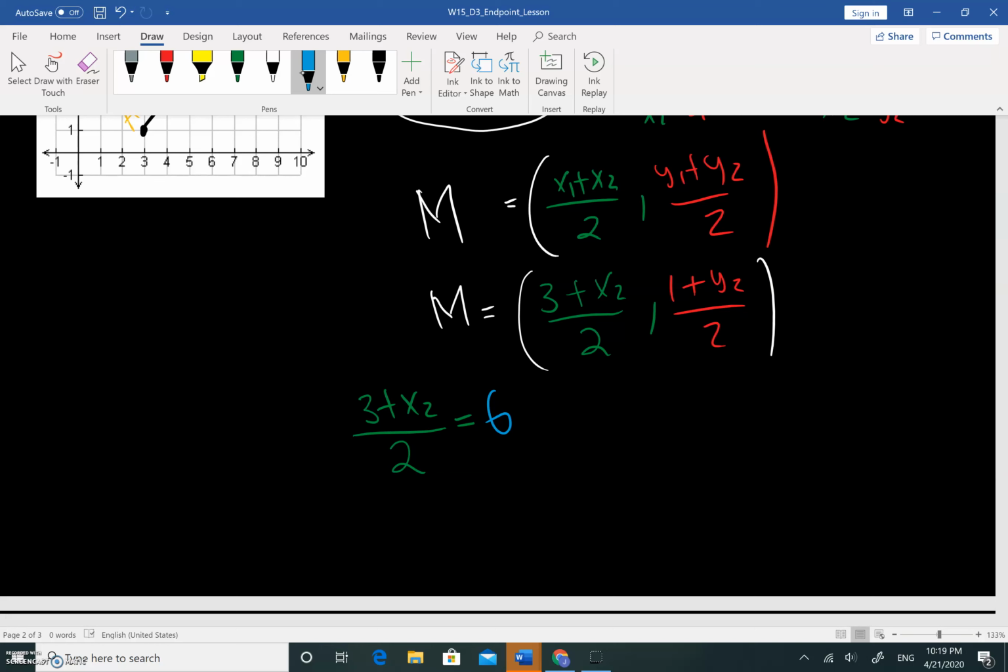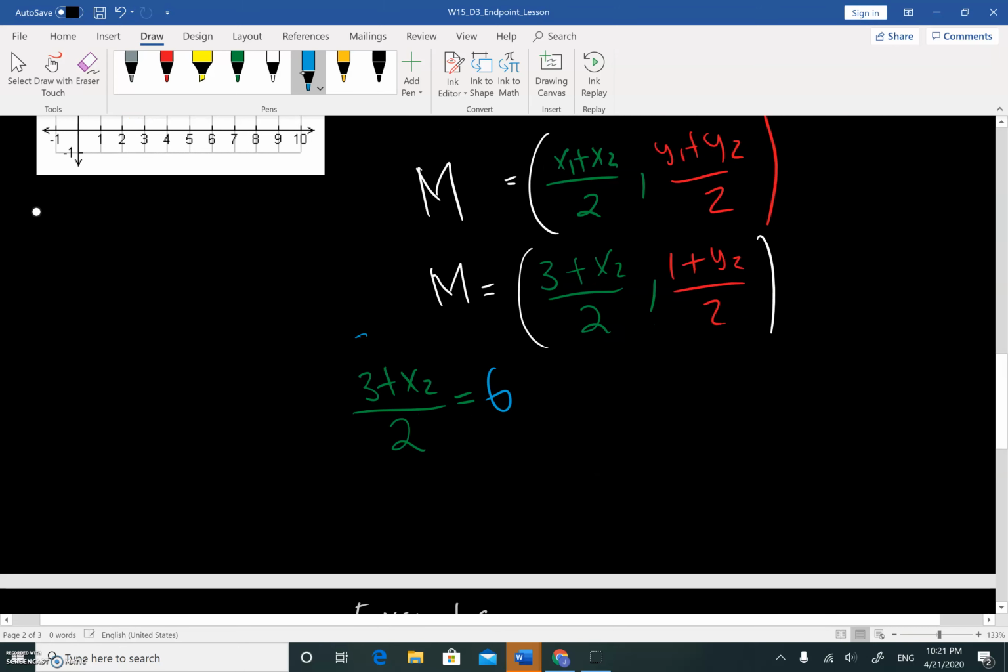Well, you can always try to guess. For example, let's say that x2 is 6. Then 3 plus 6 would be 9, and 9 divided by 2 is not equal to 6. As you can see, I'm trying, but I'm losing time every time I try a number. Let's try another number, in this case 4. Then 3 plus 4 is 7, and 7 divided by 2 does not give me 6. So doing this over and over is making me lose time. The easier way to do this is to solve it using algebra.